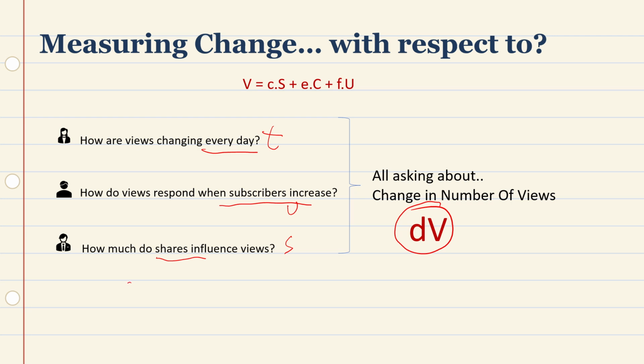For the first person, who is interested in knowing the change in the views every day, that person is interested in knowing dV with respect to dt. The second person, who is interested in understanding the change with respect to subscribers, is interested in knowing dV du. The third person, who is interested in knowing the change in the views with respect to shares, is interested in knowing dV ds. So you can see that all three are interested in knowing the change in the views, but with respect to a different reference.